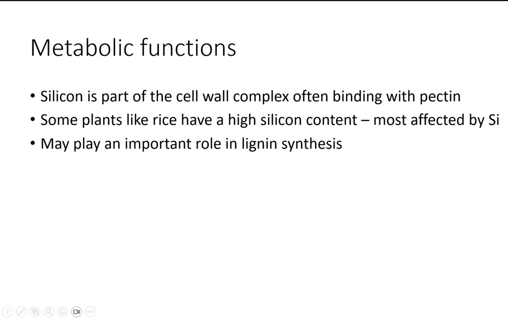Silicon may play an important role in lignin synthesis. Lignin is one of the protective structures of the plant. It is a polyphenolic type material. It provides protection. Silicon is really involved in the outer part of the plant for protection.